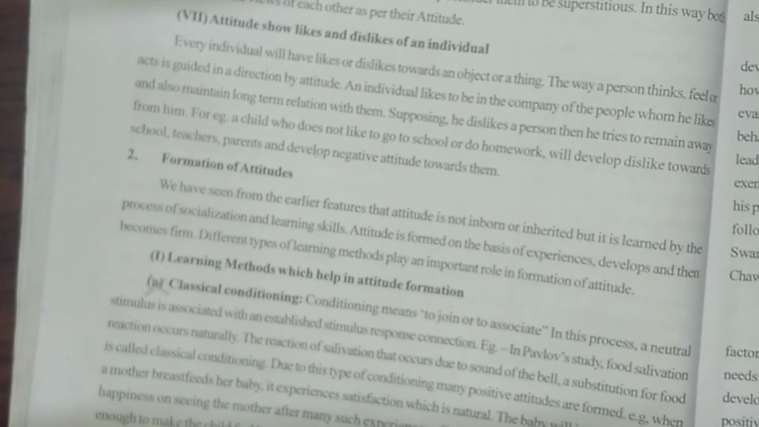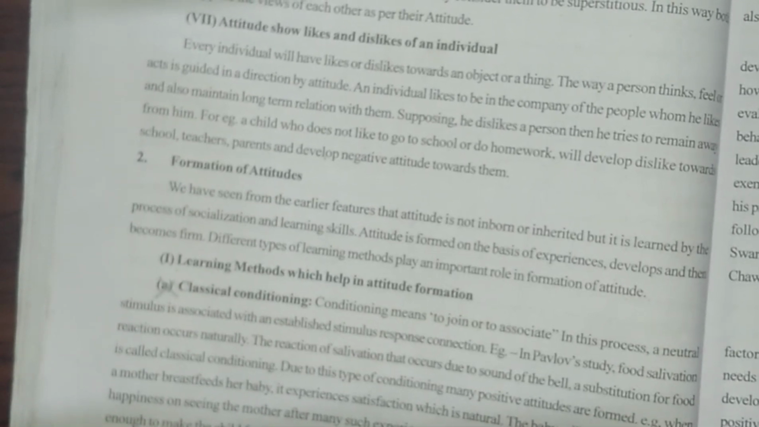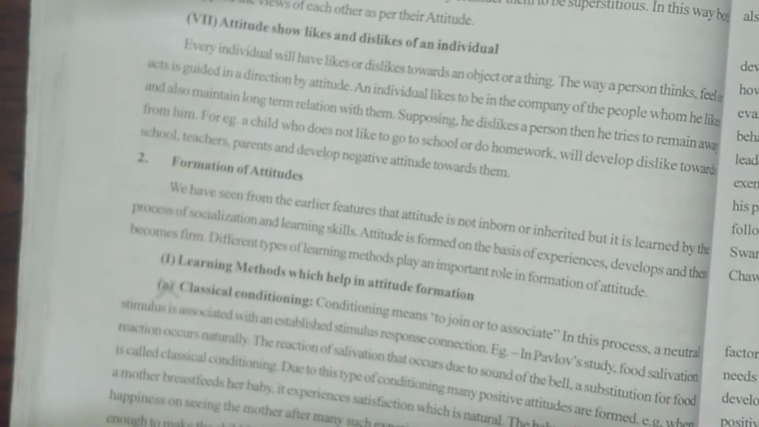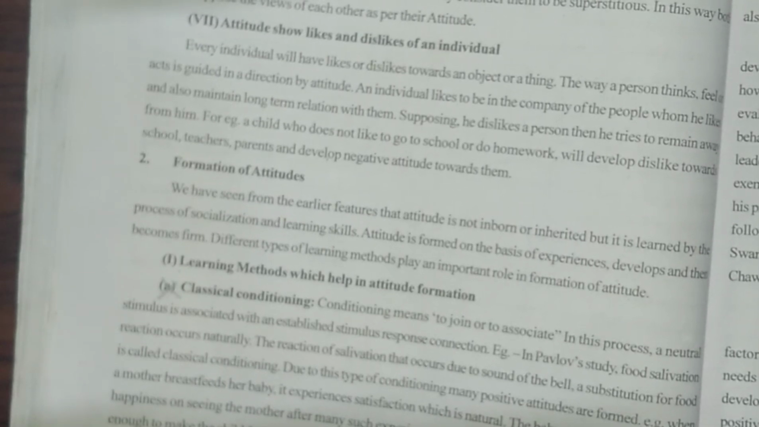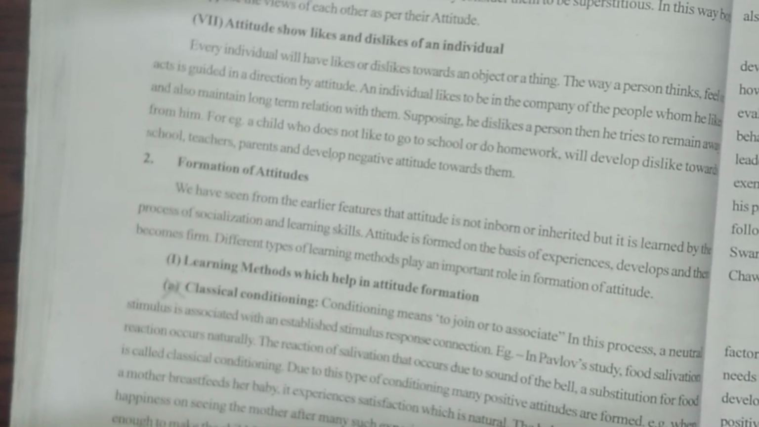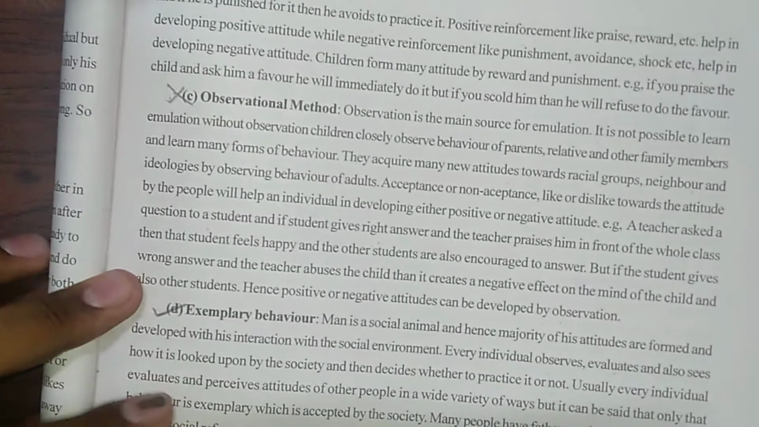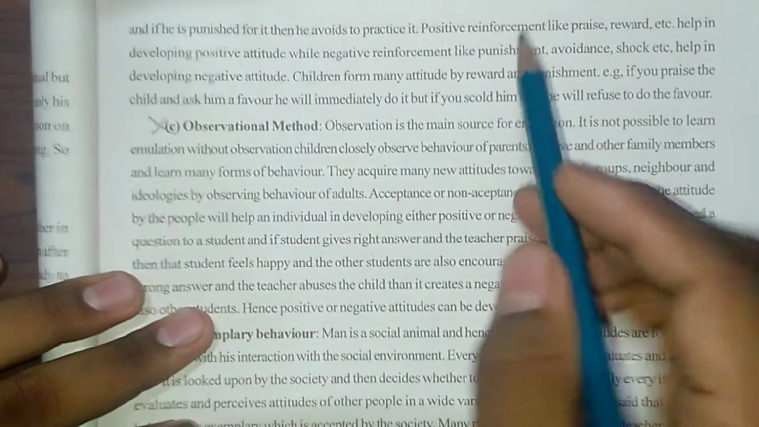Operant conditioning. In this type of conditioning, those responses which are reinforced become very firm and repeated. Such attitudes will be avoided by teachers, parents, friends, etc. This method also helps in controlling behavior. If a certain attitude is systematically rewarded, the person learns that attitude. And if he is punished for it, then he avoids practicing it.